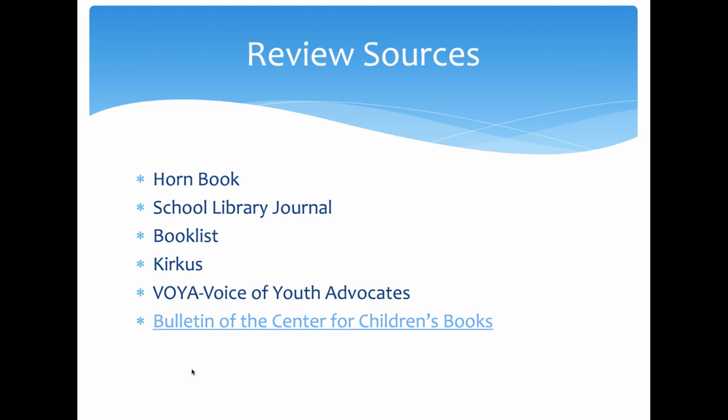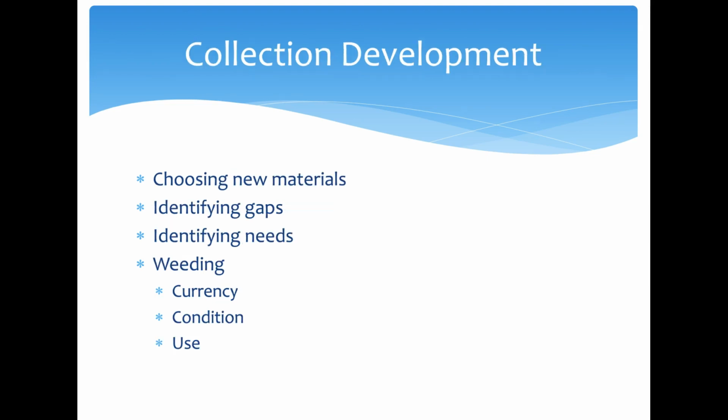So that can be an inexpensive way, if you have some dedicated time, you can just get the subscription for a short period of time. Or maybe you can share subscriptions among libraries or with your public library. There's other different ways you can do that. Voya is Voice of Youth Advocates, and it reviews older books for older students, tweens and teens. It tends to review.